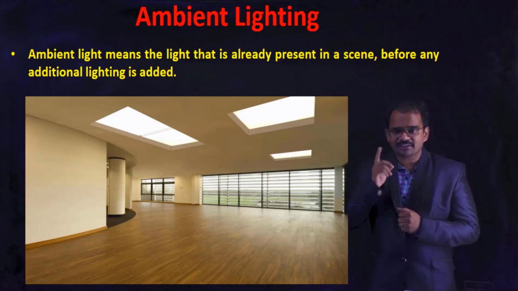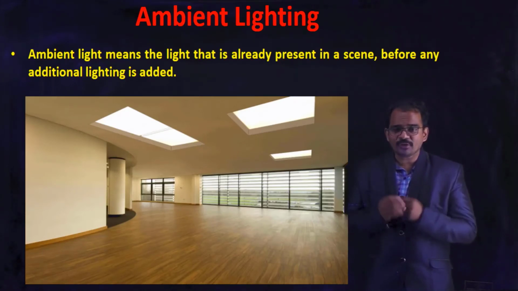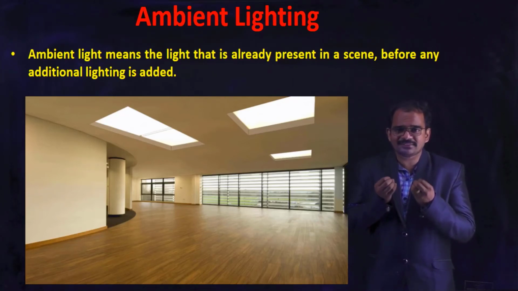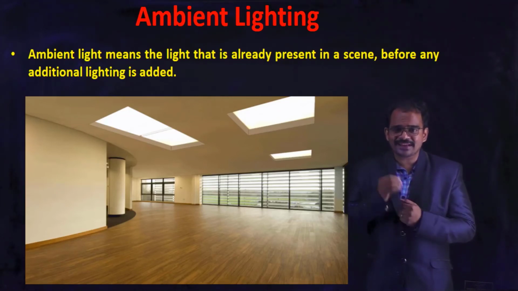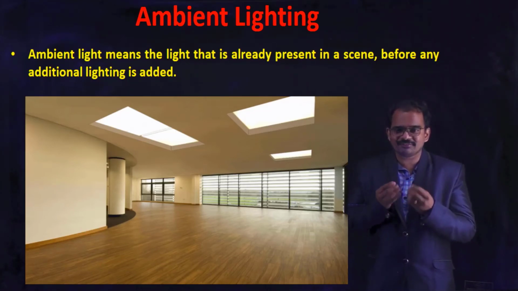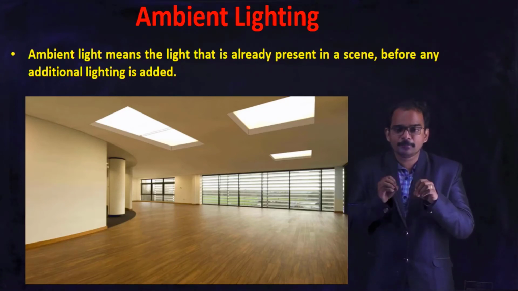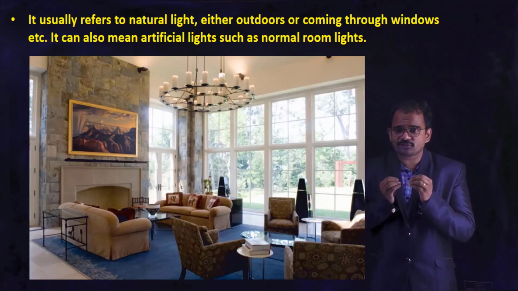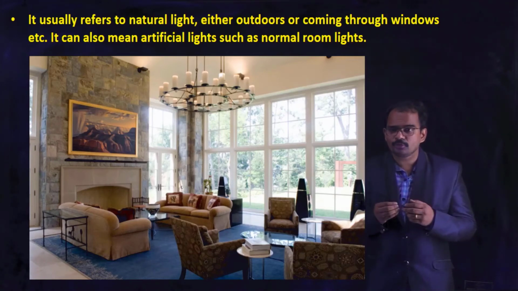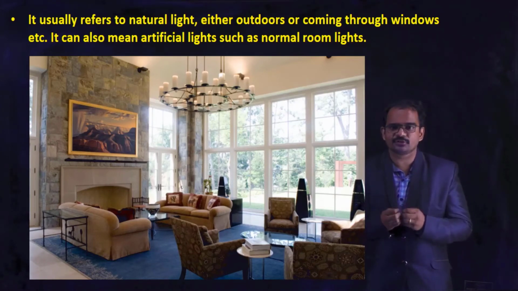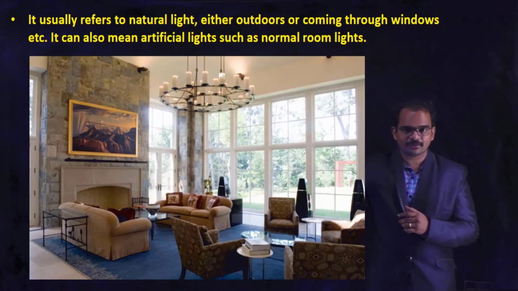The first type of lighting is ambient lighting. So what is ambient lighting? Ambient lighting means the light that is already present in the scene before any additional lighting is added into the room. This lighting will be provided through windows or through doors or through open spaces, and that is the lighting which is naturally available in the room before you artificially illuminate a room. It usually refers to the natural light either coming from outdoors or coming through windows, etc. It can also mean artificial lights such as normal room lights, as you can see in the picture over here.